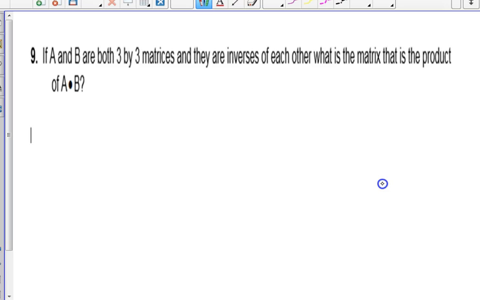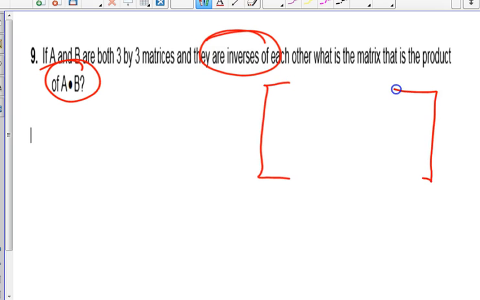We're so smart. Number 9. If A and B are both 3 by 3 matrices and they are inverses, what do we get when we multiply A times B? Okay. It's the identity matrix, but what is the matrix that is the product? So let's write it out. And would this question be even easier if I made it a 2 by 2 times a 2 by 2 on the test?